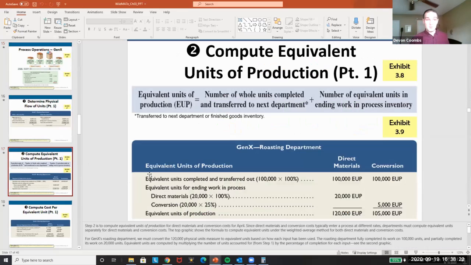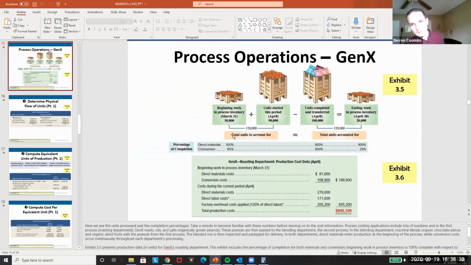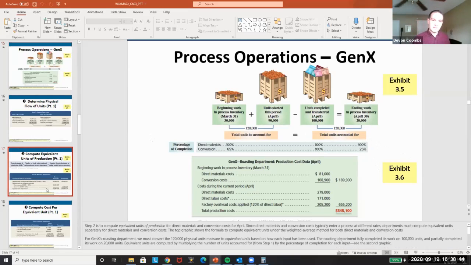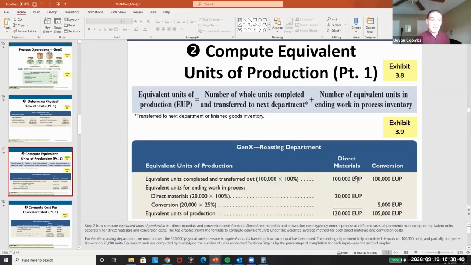That might be an easy question. A harder question would be: tell me the equivalent units of production for direct materials. Then you'd have to say, well, we know it's 100% here and 100% here. So 100% times 100,000 is 100,000, and 100% times 20,000 is 20,000. So it's 120,000 for direct materials. Then I might ask for conversion as well, and we just went through that calculation. So that's the way that we test it.